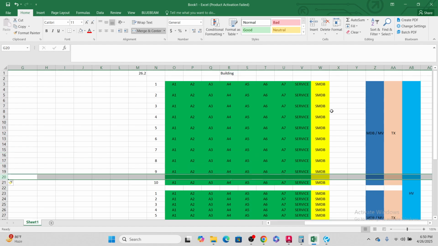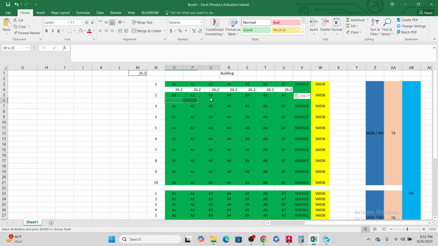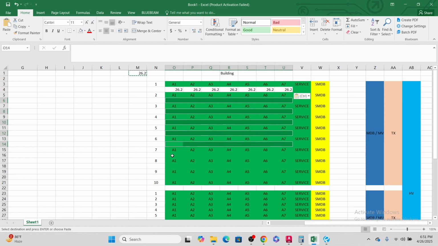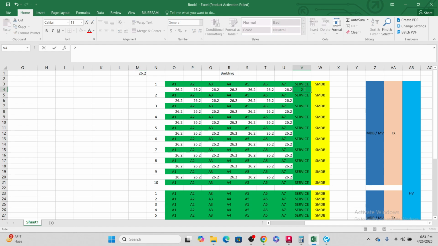So I will delete this one because I will copy later. So each building, how much do I have? 26.2. Copy. So I will go here after here. Okay. So this one will be the same, same, same. Please focus on what I am doing. So for the service DB, maybe I will put 2 kilowatts or 5 kilowatts. Let's go with the 5. Okay. Let's make it white also. Copy, Control C, Control V.